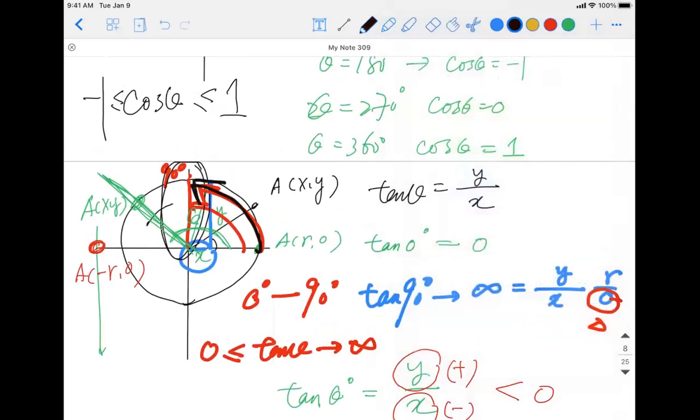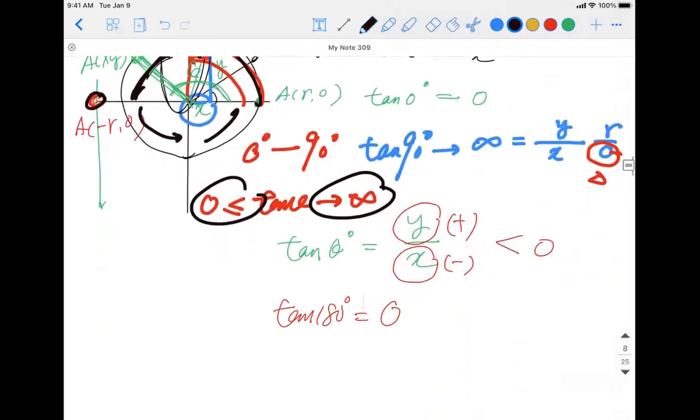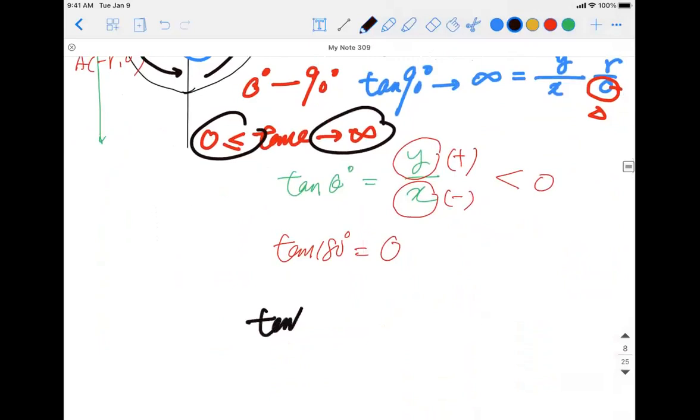So that being said, for the tangent theta from zero, let me change a different color. From zero to 90 degrees, you basically jump from zero all the way to infinity. And also you're going to reduce your value, right? From here, all the way to zero. And also you're going to decrease, something like that. So if you want to give the entire range of the tangent theta, it's actually from negative infinity to positive infinity, right?